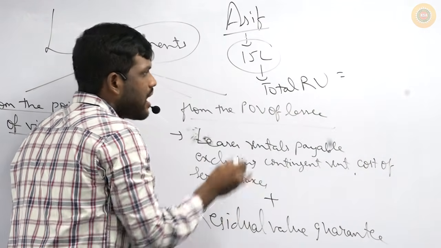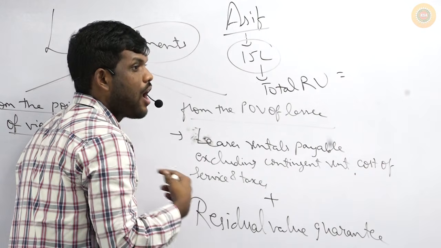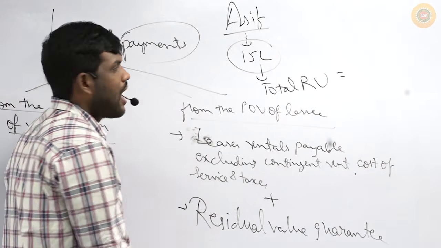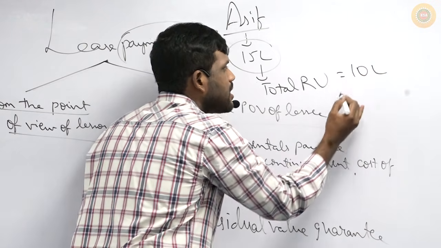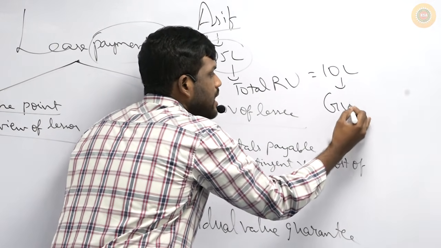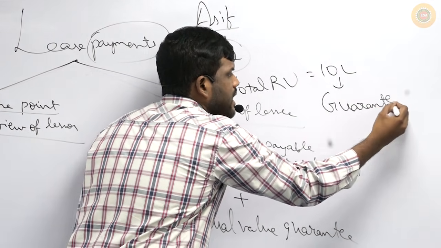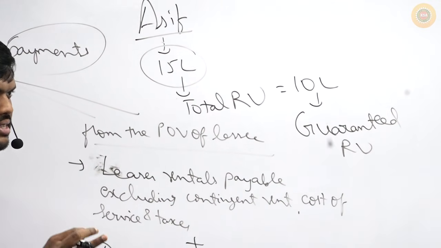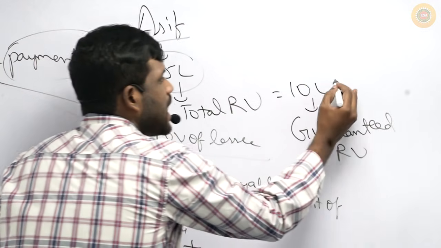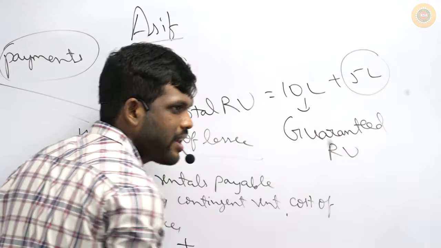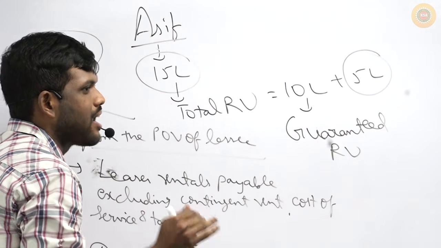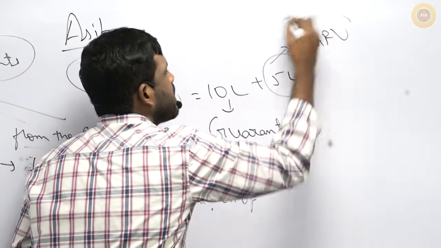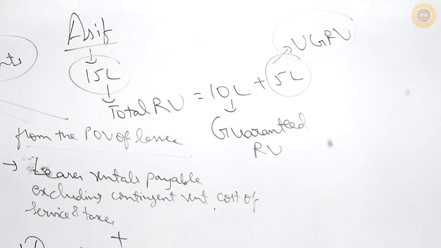Out of this 15 lakhs, how much have I guaranteed? The 10 lakhs, that is called as guaranteed residual value. Remaining 5 lakhs, guaranteed or unguaranteed? That is called as unguaranteed residual value.